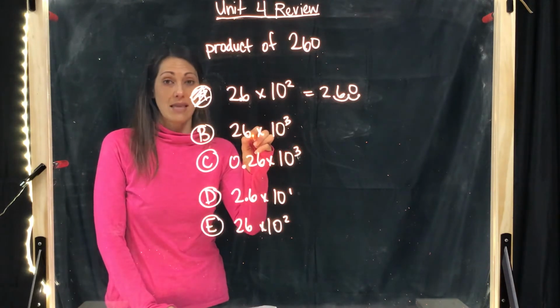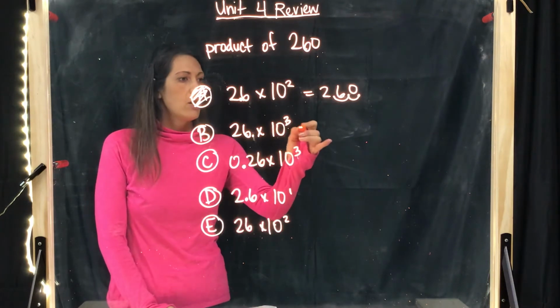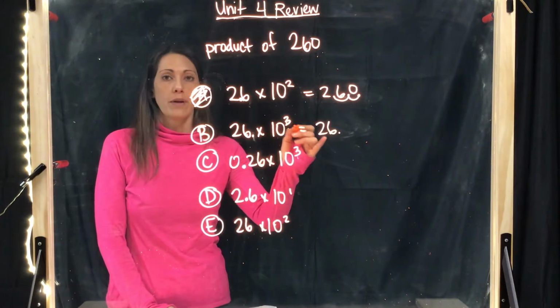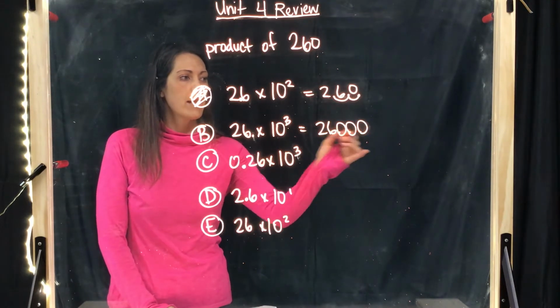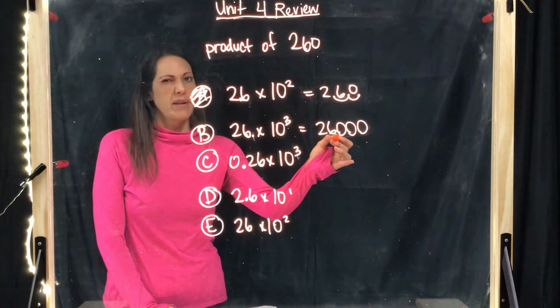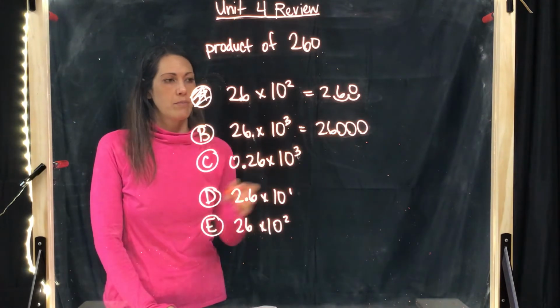Here, if you don't see the decimal, then it says 26 times 10 to the third power, then that means it's at the end. If you don't see it, it's at the end. So I'll put it at the end and move my decimal over 3 times, or just add 3 zeros, right? 1, 2, 3, and I'm adding 3 zeros because I know that my decimal was at the end, and that is too big, so B will not work.